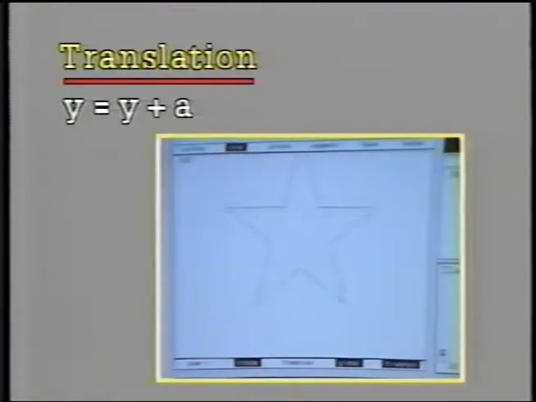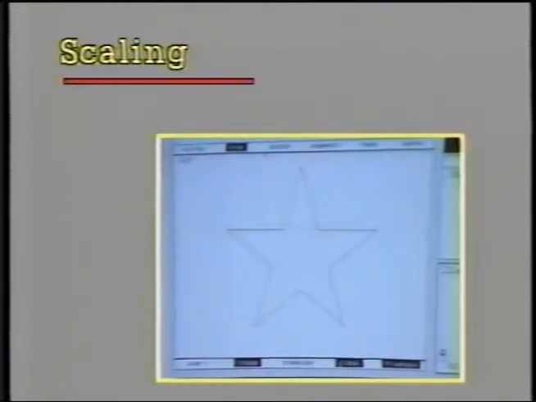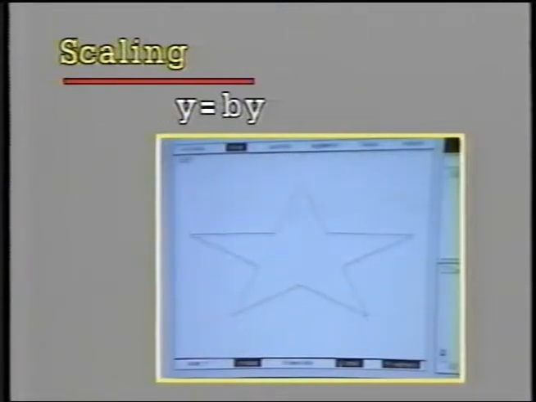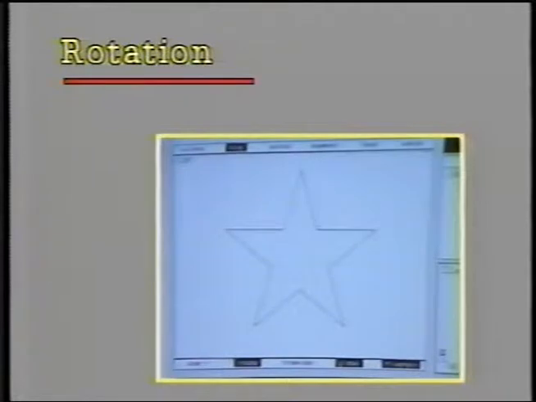You can also translate along the y-axis. You can scale the entire object. This involves multiplying all coordinates by some number, call it b. Or you can scale along only one direction. This looks like squashing when b is less than 1 and stretching when b is greater than 1. Finally, you can rotate the star around any of the axes. Here around the z-axis, and here around the x-axis.